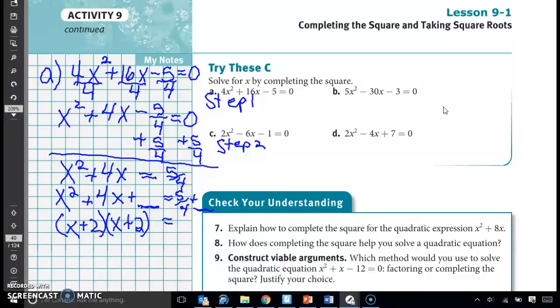And that's because when we do our FOIL, we have x times x gives us our first term, and then x times 2 plus 2 times x, plus 4. So we're adding these two together, so we have to break it down into 2 equal parts. And so that's why we're dividing our middle term in half. We're adding a 4. If we add a 4 to this side, then what do we have to do to the right side to maintain equality? We have to add 4.